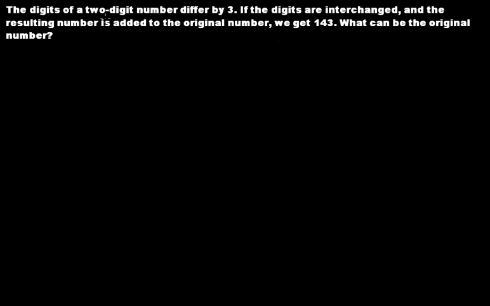The first is that it's a two-digit number. And the digits differ by 3. So if the digits differ by 3, then it is clear there will be a smaller digit in that number. One digit will be the smaller digit and another one will be the larger digit. It's for sure.